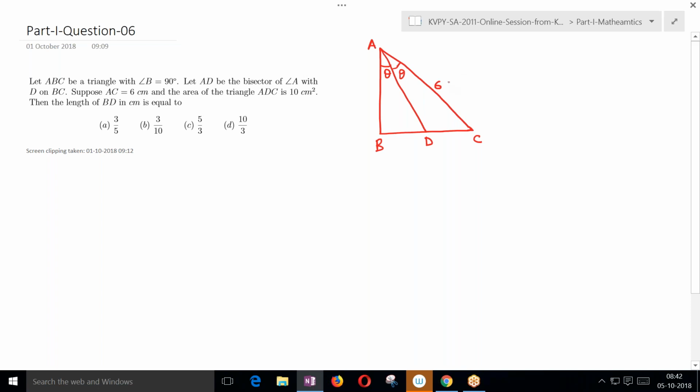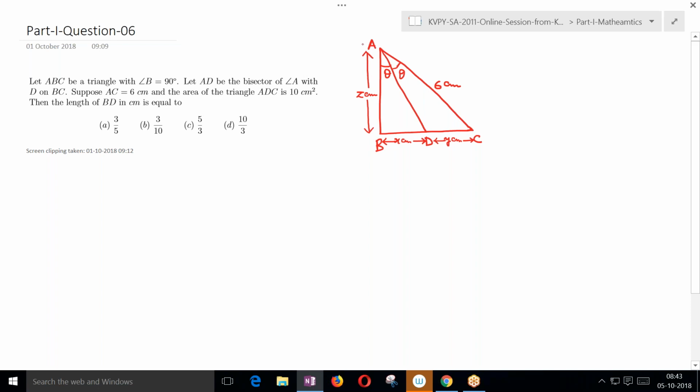So as AC is equal to 6 centimeters, let's assume BD is x centimeters. And let us assume DC as y centimeters. And let us assume that AB is equal to z centimeters. So these are the values of x, y, z we are assuming.